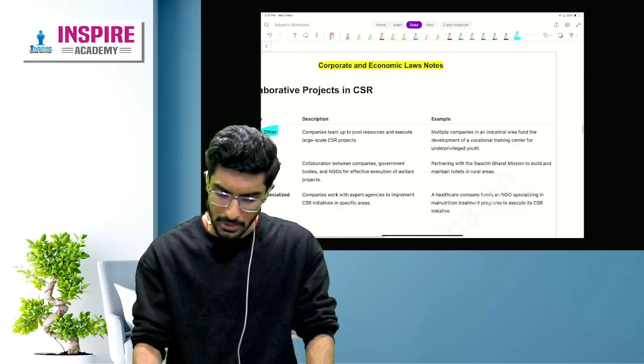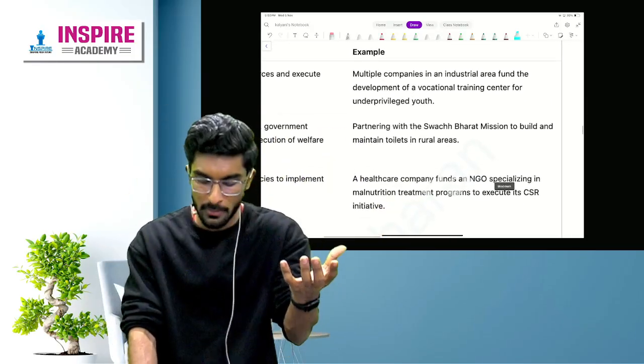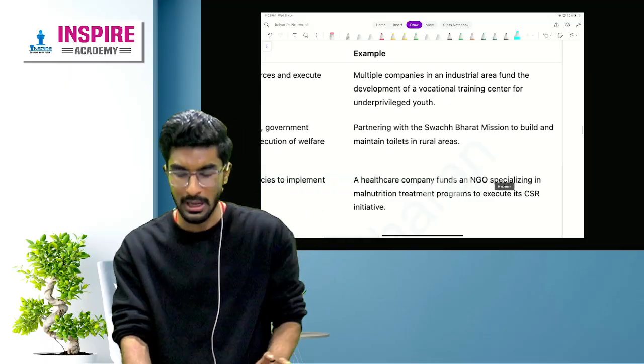Collaboration with other companies. So, multiple companies in an industrial area fund the development of a vocational training center for underprivileged youth.